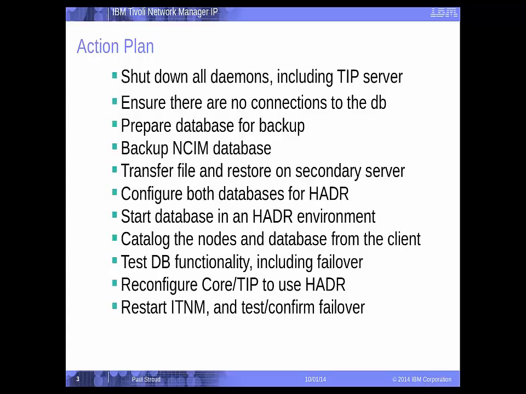We'll shut down all the daemons, including the TIP server, ensure there are no connections to the database, prepare the database for backup, back up the database, transfer the file and restore it on the secondary server, configure both databases for HADR, start the database in an HADR environment, catalog the nodes and database from the client, test the DB functionality, including the failover, reconfigure core and TIP to use HADR, restart ITNM, and test and confirm the failover functionality. Let's get started.